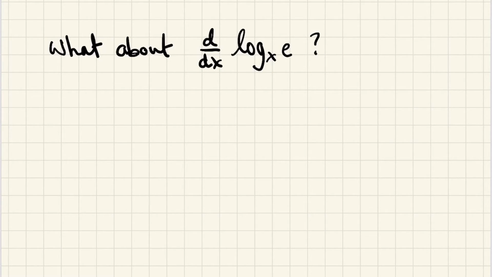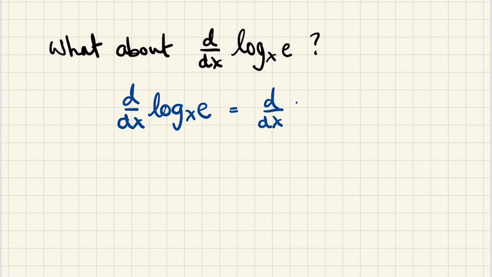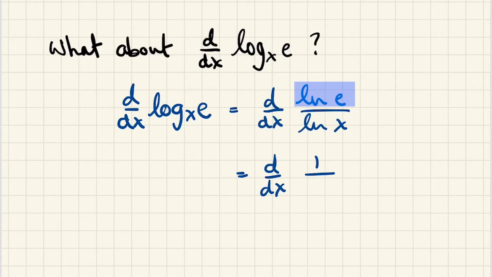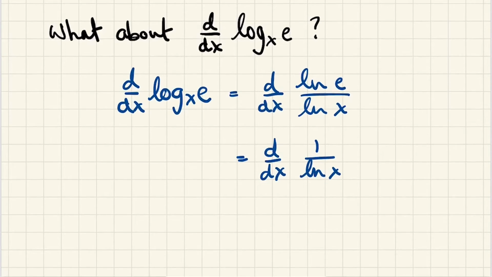Well, this is an interesting one. What if the base of the logarithm depends on x? Okay, well, here you would need the change of base formula. So we could say this is equal to the derivative of ln of the numerator divided by ln of the denominator. And before we take that derivative, let's note that ln of e is 1. So this is like the derivative of 1 over ln x. No problem. Now it's just the quotient rule at this point.